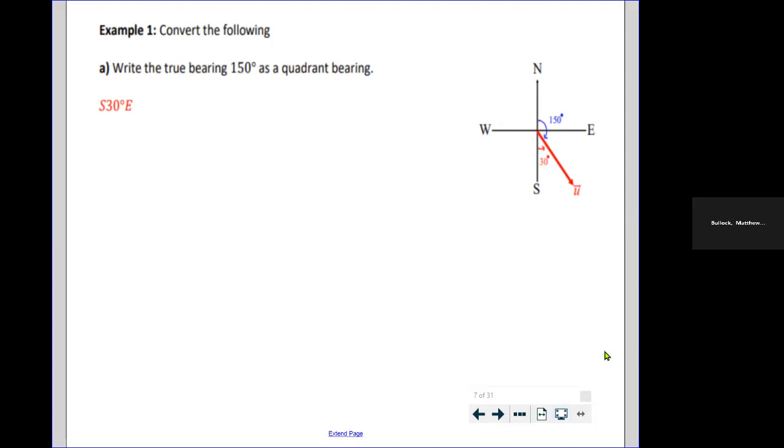So we're in quadrant 4. We're not starting from the north, we're starting from the south, and moving towards the east. I'm interested in this angle over here, which I know from the north and south line makes 180 degrees. So if I take 180 degrees and subtract the 150, I get this smaller angle of 30 degrees. So we're starting from the south and moving towards the east: south 30 degrees east.